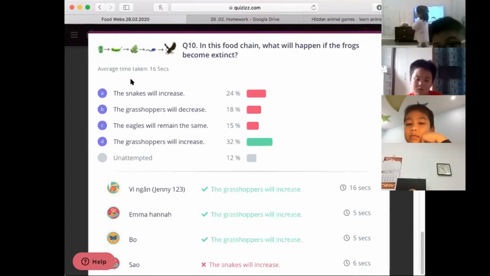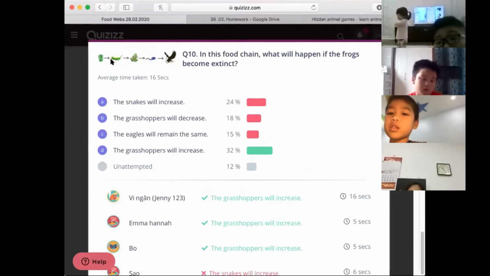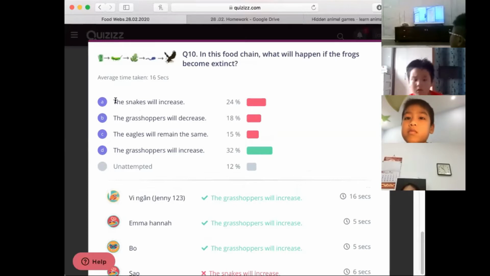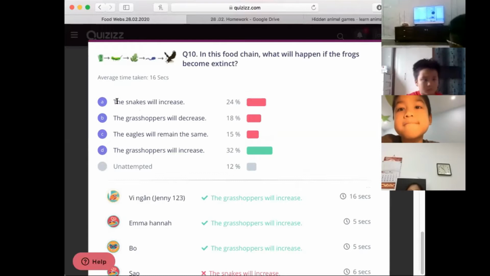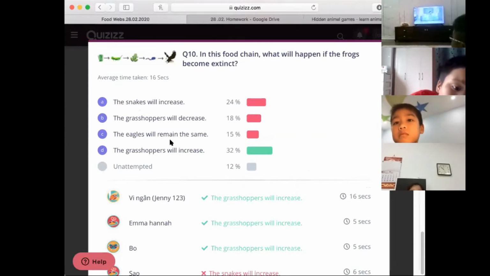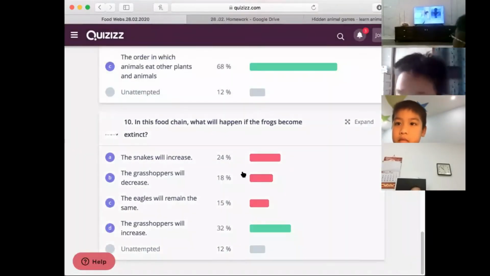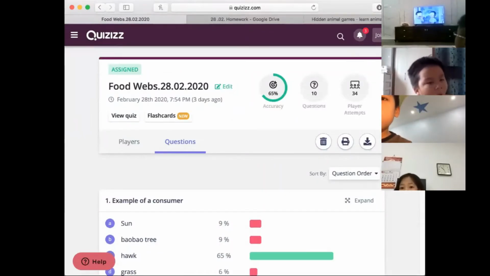Thank you. So if the frog becomes extinct, there's no animal to eat the grasshopper, so the grasshoppers will increase, right? A, the snakes will increase, is not right because they won't have as many frogs to eat. Their food supply is gone, so snakes and eagles would decrease. Okay, great work, guys.